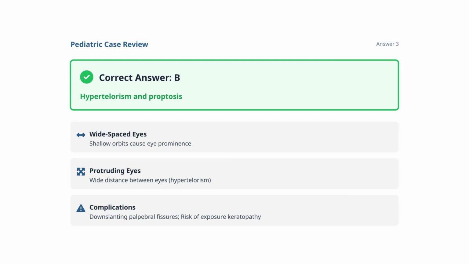The shallow orbits in Apert syndrome cause the eyes to appear prominent and bulging. Wide spacing between the eyes, called hypertelorism, is characteristic. The palpebral fissures often slant downward. These features increase risk for corneal exposure and eye complications, requiring ophthalmology monitoring and potential protective measures.